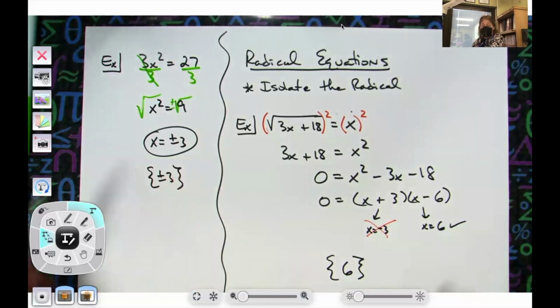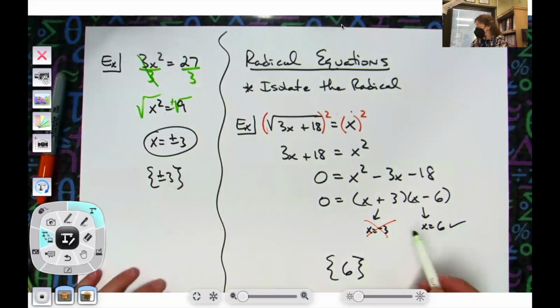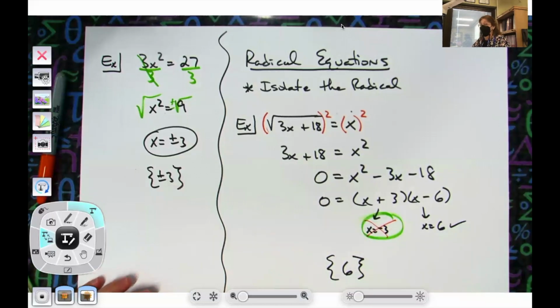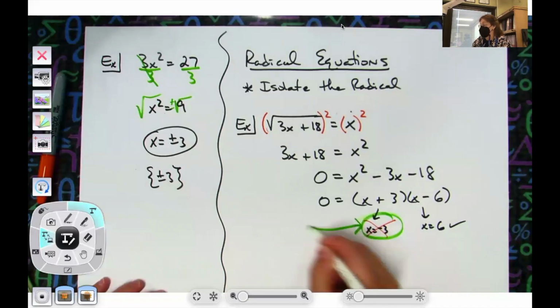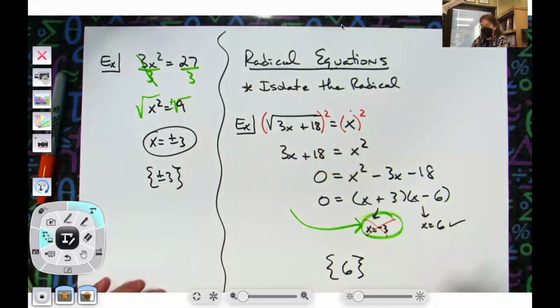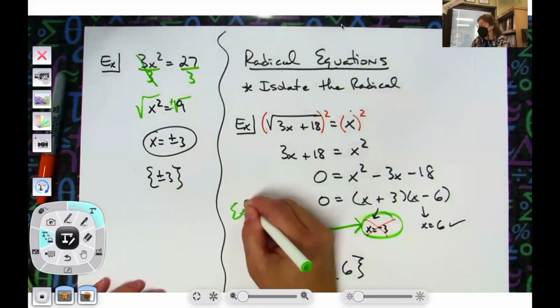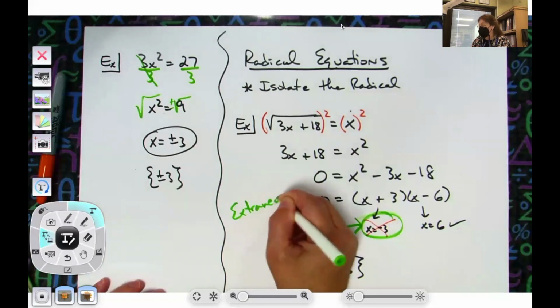Now, what type of root is this right here? It's got a word. Do we remember from Algebra 2? Starts with an E. That type of root, when you get it and you plug it back in and it doesn't work, it's an extraneous root. Okay, now that I've said that, do you remember that word?